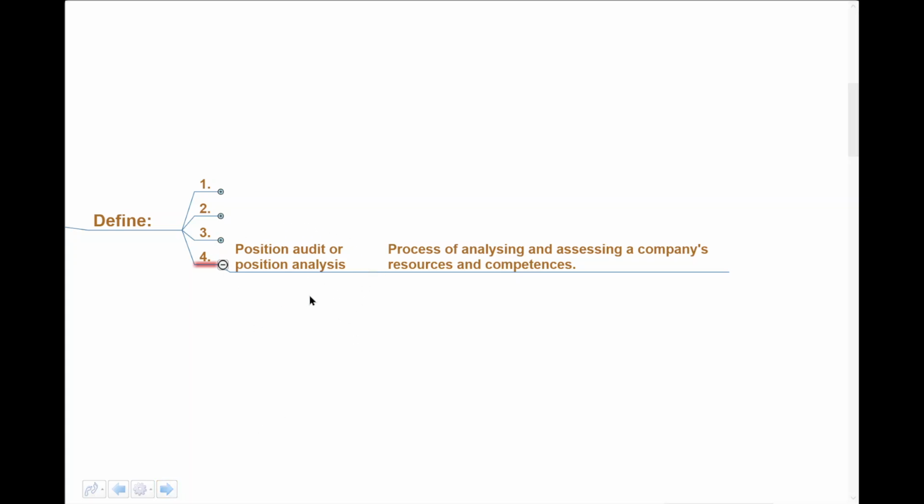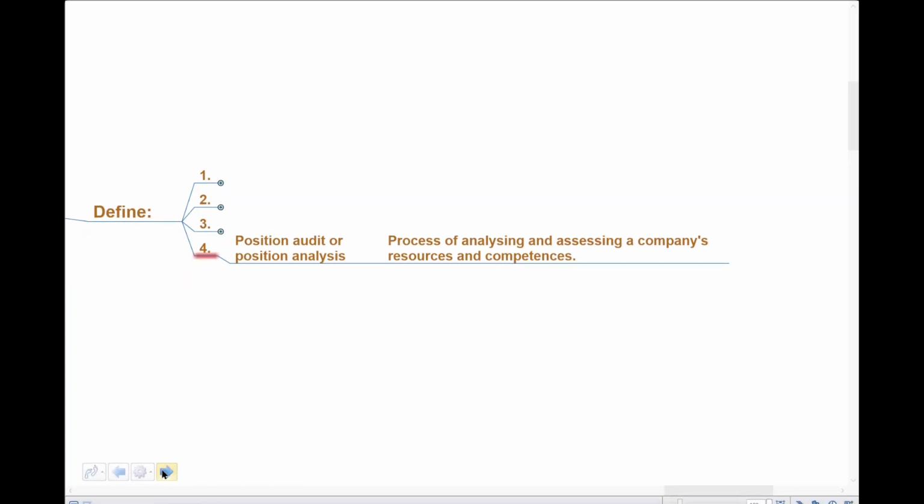Next key point is a position audit or position analysis. If we're to look at ourselves internally, then we need some tools to be able to analyze ourselves internally. In a sense, we're analyzing our position, doing a position audit. This is where we are right now, and looking internally, this is what we have. This means analyzing and assessing resources and competences, whatever they are. What exactly do we have? Because that's going to drive our strategies forward.